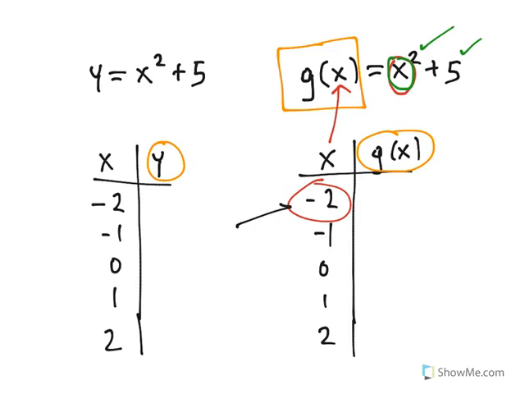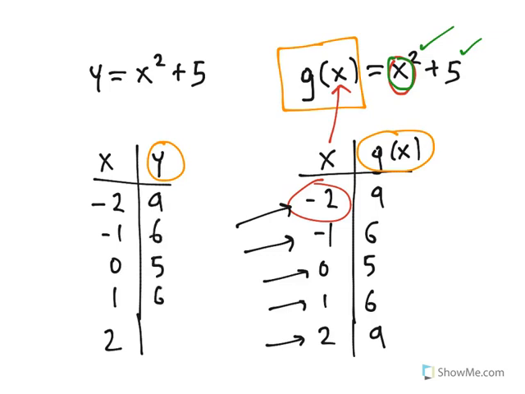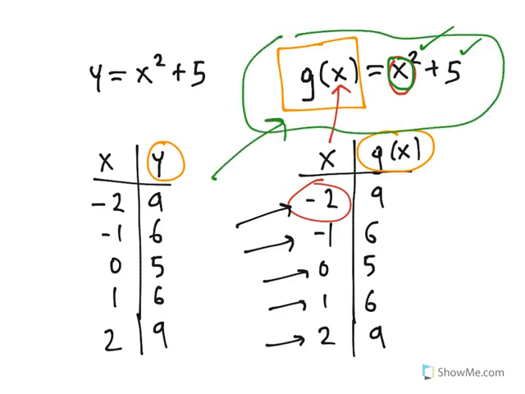So if the input is negative 2, negative 2 squared is 4, 4 plus 5 is 9. If the input is negative 1, negative 1 squared is 1, 1 plus 5 is 6. If the input is 0, 0 squared is 0, plus 5 is 5, and so on. And of course, because these are the same rules, you will actually have the same input-output tables. But what we call this is function notation.